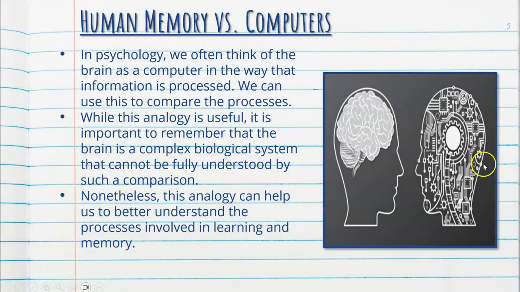In psychology, we often think of the brain as a computer in the way that information is processed. We can use this to compare the processes between human memory versus computers. This analogy is useful. It is important to remember that the brain is a complex biological system that cannot be fully understood by such a comparison, but nonetheless, it is still a useful analogy to use.